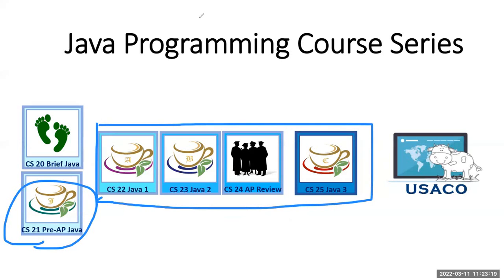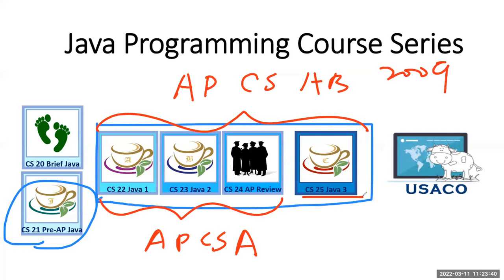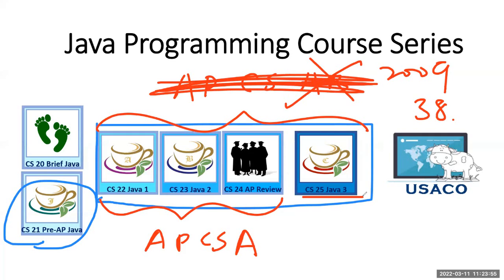the whole thing here. And we have included the Java 3 because this portion was originally the AP Computer Science AB course. It will include this, and this portion is the AP Computer Science A portion. But in 2009, the AP CompSci AB course was dropped because in that year only 38 students in the whole United States took the AP CompSci AB exam. So eventually this exam was dropped. Now it's no longer supported.